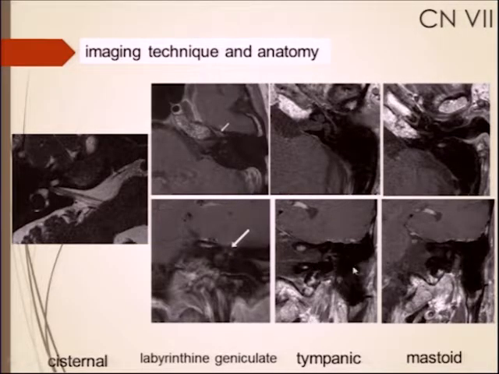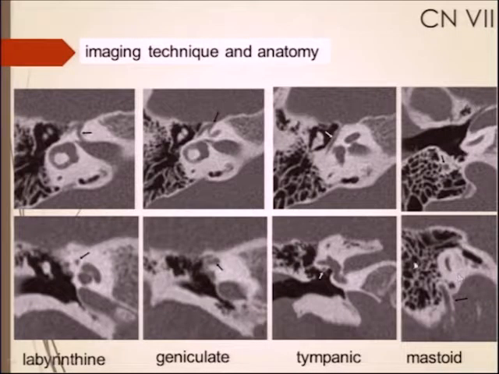Here they are in the coronal images as well. Here's the nerve traveling just inferior to the lateral semicircular canal and into the mastoid segment. So CT is very helpful as well in visualizing portions of the 7th cranial nerve: the labyrinthine segment here, the little triangle of the geniculate segment, tympanic and mastoid segments seen in the axial and coronal planes.